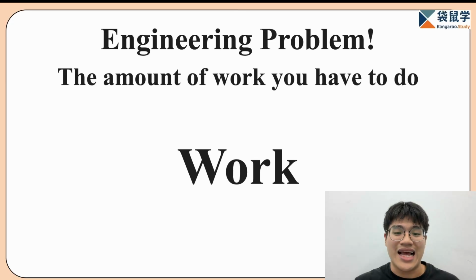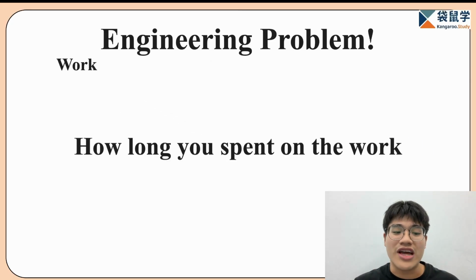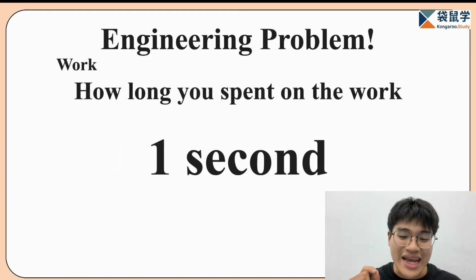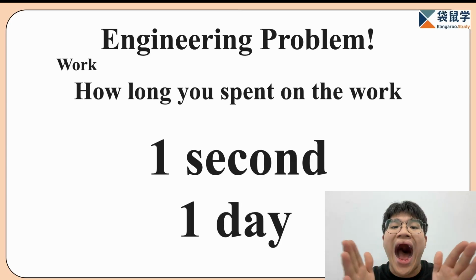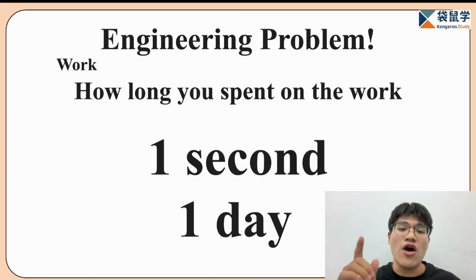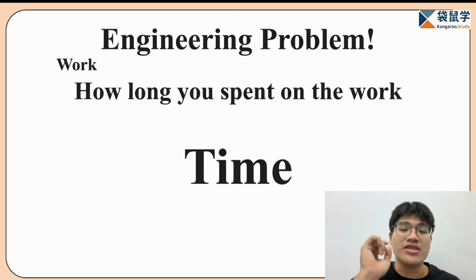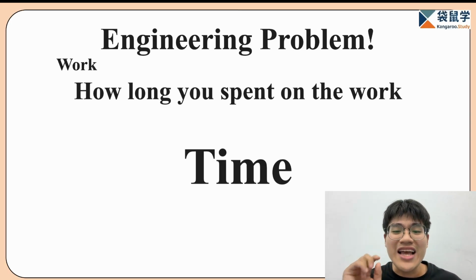Let's look at the second value. The second value is talking about how long you spend on the work. Let's take an example again. Maybe you have to spend 1 second or you have to spend 1 day. That is pretty long or short. So the value here is about time. This is the second value we have to know.